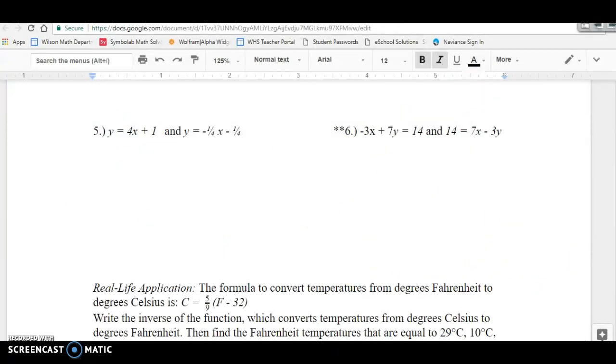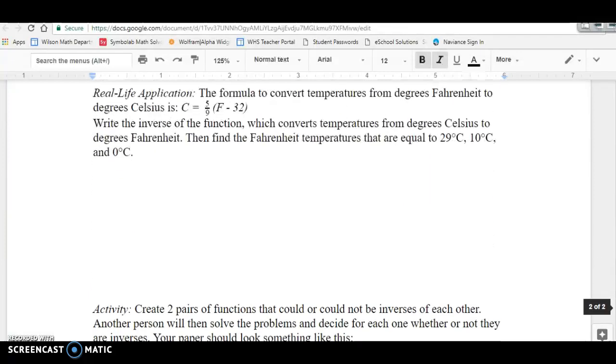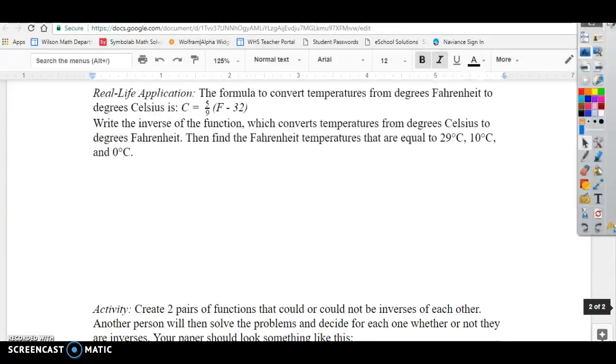All right, going to your word problem. Finish this up. We got 2 of them. For a real life application, the formula to convert temperatures from degrees Fahrenheit to degrees Celsius is C equals 5/9 F minus 32. We're going to write the inverse of this function, which converts temperatures from Celsius back to Fahrenheit. Then we're going to find the Fahrenheit temperatures that are equal to 29, 10, and 0.